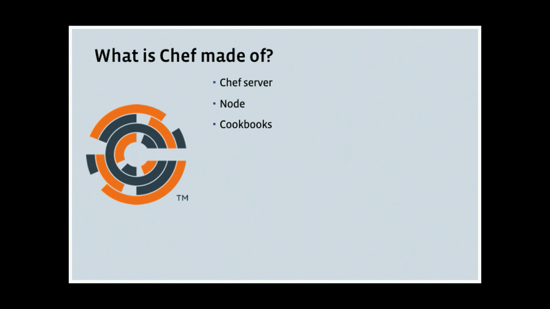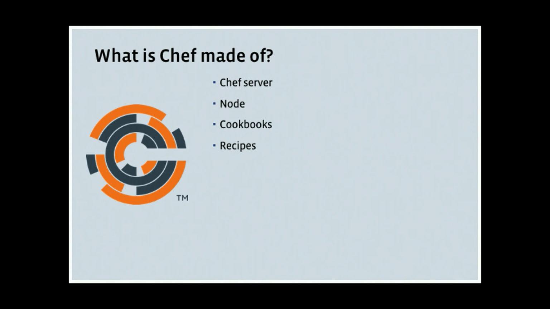If you're familiar with Ruby at all, a cookbook is kind of analogous to a Ruby gem. It's a self-contained package. It can be passed around. It can be shared. It can be interdependent on other cookbooks or other recipes, or it can just be its own thing that you include in your run list to run on your nodes.